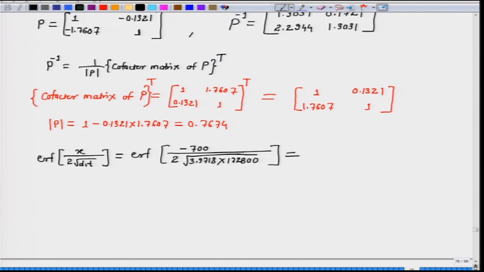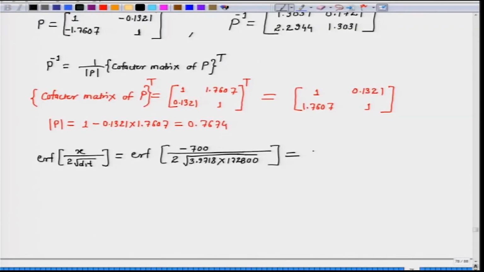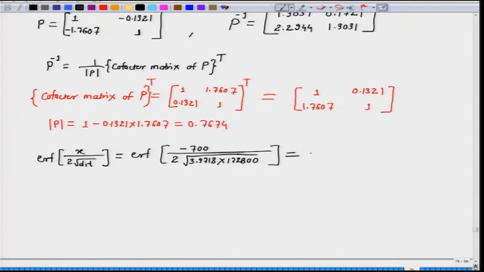Now, we can refer back to the same error function tables, and we can evaluate the error function of this term. Now, most error function tables will give you error function z for only the positive values of z, but we know error function minus z is equal to minus error function z. So, it is easy to refer to those tables and get the values of error functions of negative values. So, this comes out to be minus 0.44278.